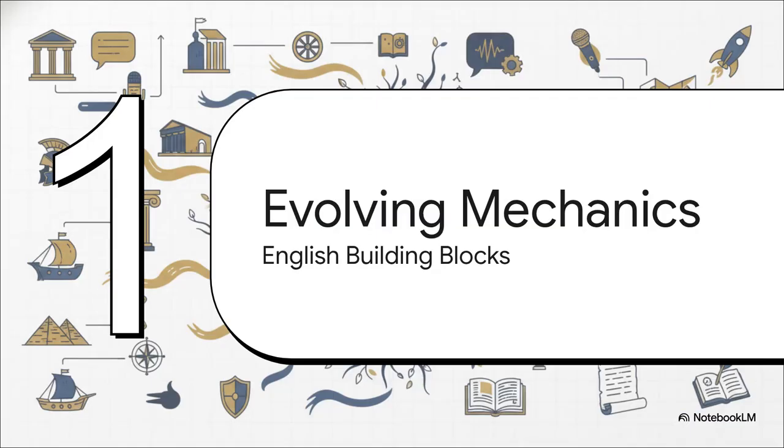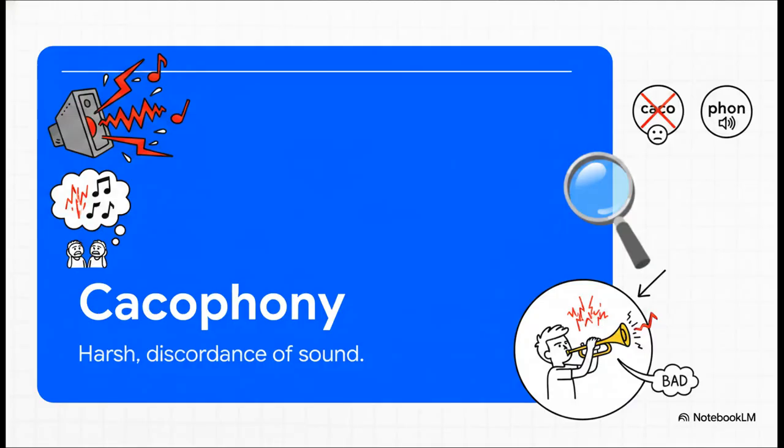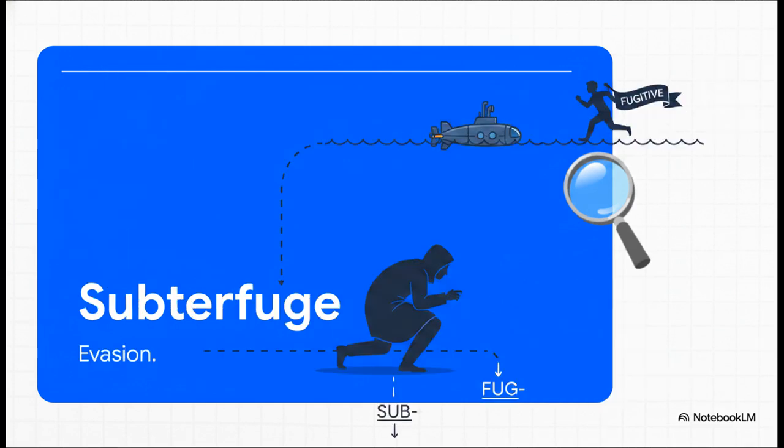Section 1. The evolving mechanics of language, focusing on the building blocks of English. Let's take a word like cacophony. Now, officially, it means a harsh discordance of sound. But let's look at the roots here. Kako simply means bad, and phone means sound. So this seemingly complex vocabulary is really just a simple puzzle. When you know the pieces, the whole thing becomes incredibly obvious, right? If you hear a terrible, out-of-tune band playing, your brain can instantly translate that to bad sound. Boom, cacophony.